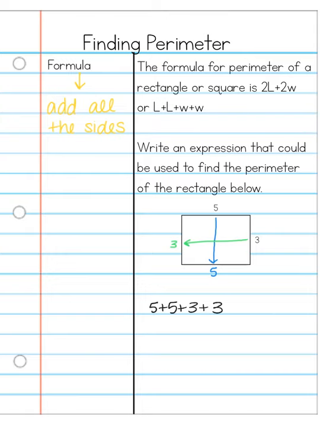Now, when I add these together to find the perimeter, I know that 5 plus 5 is 10, plus 3 is 13, plus another 3 is 16. So the perimeter here would be 16 units. But this question just asks for the expression, which would be 5 plus 5 plus 3 plus 3.